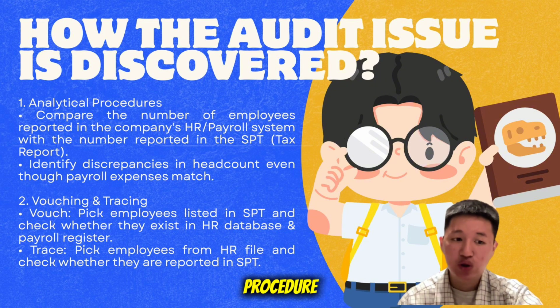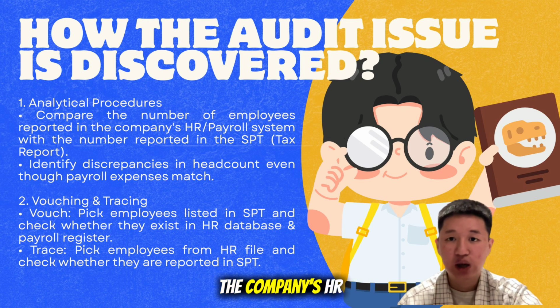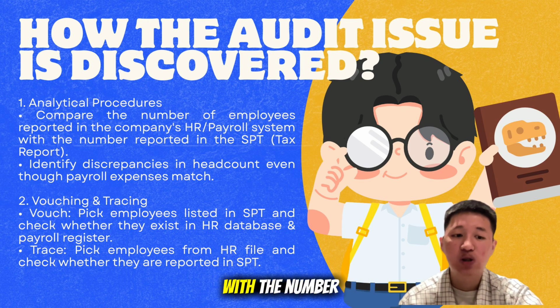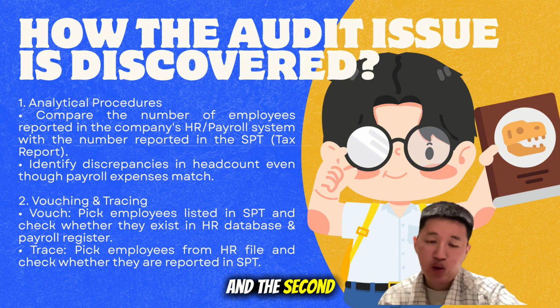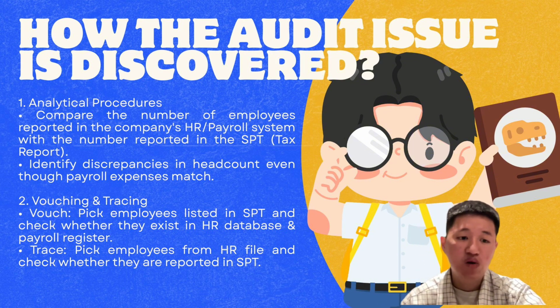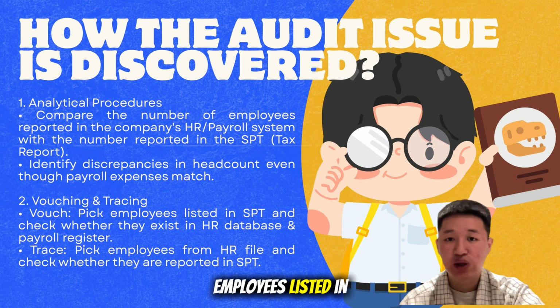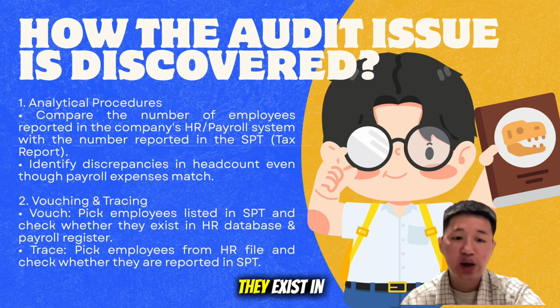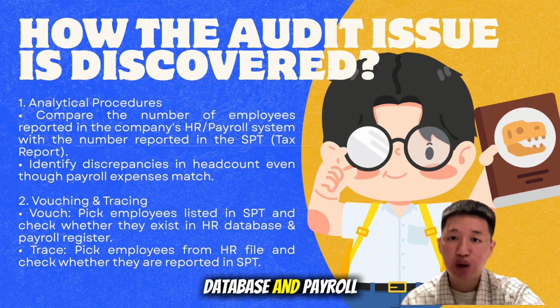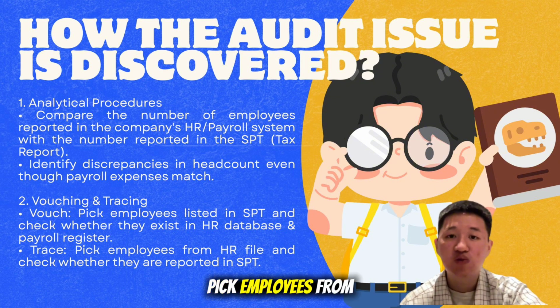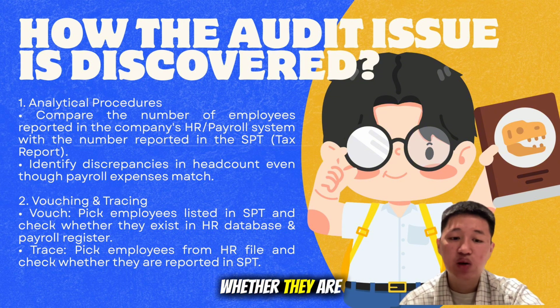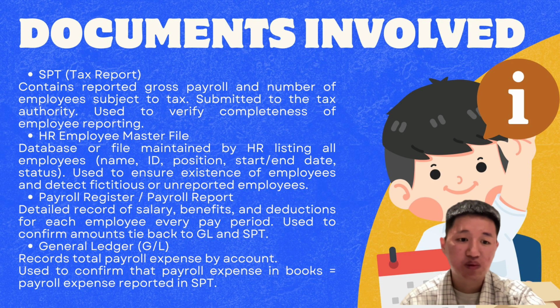So for the audit procedure, the first one is the analytical procedure. It compares the number of employees reported in the company's HR or payroll system with the number reported in the SPT. The second one is vouching and tracing. Vouching: pick employees listed in the SPT and check whether they exist in the HR database and payroll register. Tracing: pick employees from the HR file and check whether they are reported in the SPT.